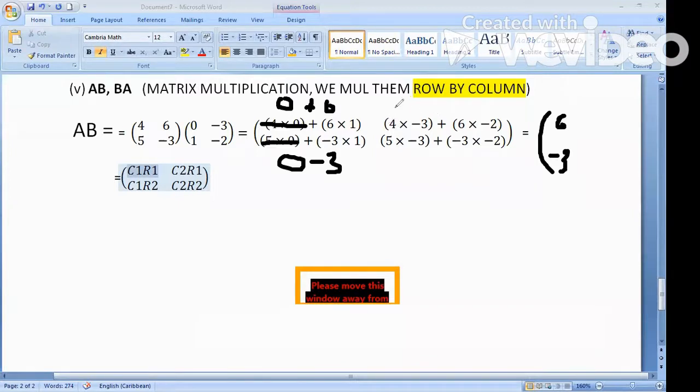What's 4 times -3? -12. What's a positive and a negative? Negative. What's 6 twos? 12. Your O and your O. Your O what? 24. What's 5 times -3? -15. What's a positive and a negative? Negative. What's 3 twos? 6.